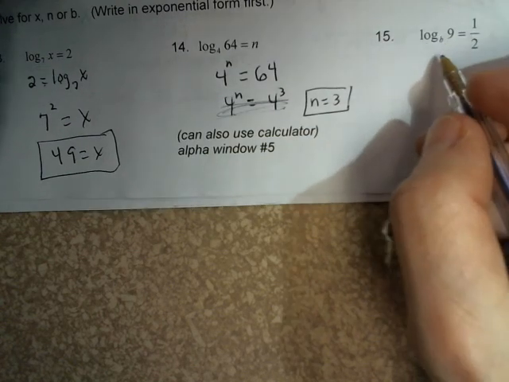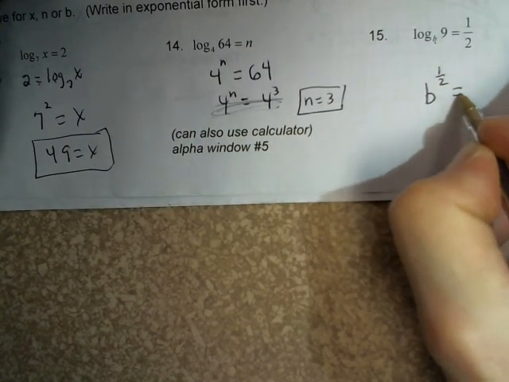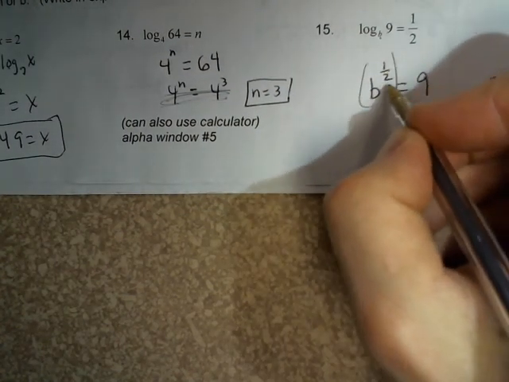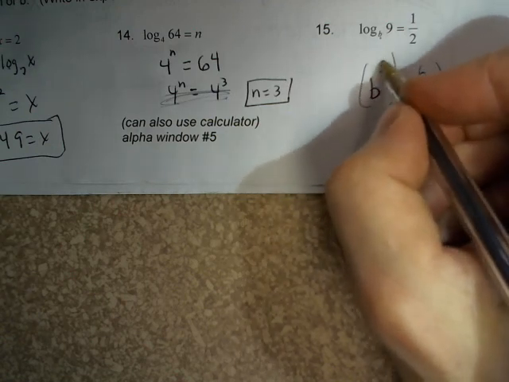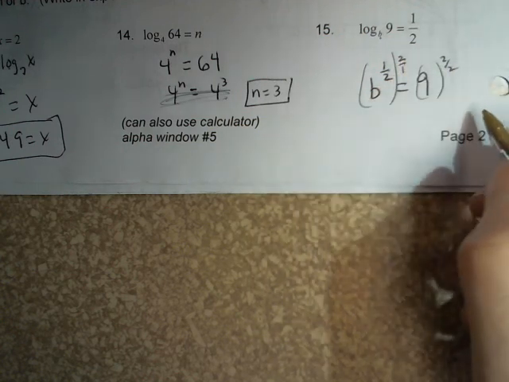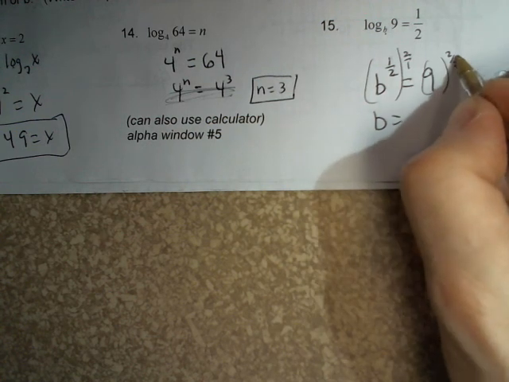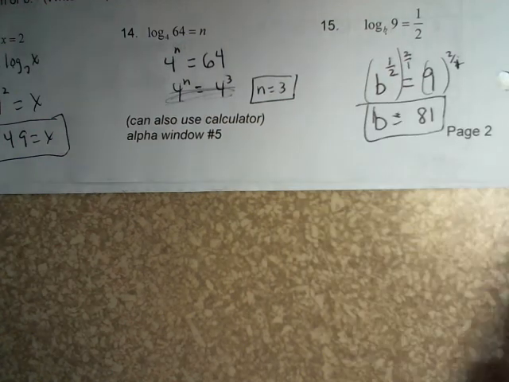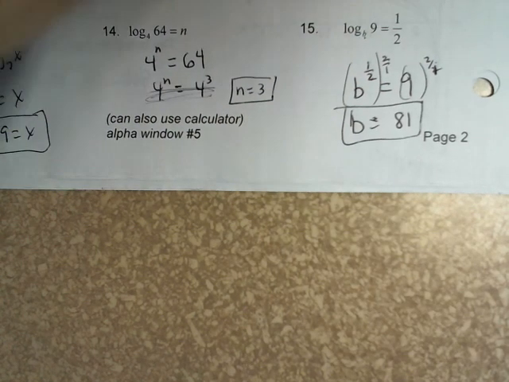And number 15 says the base is b, the exponent is a half, and it's equal to 9. So how do we get rid of an exponent that's a fraction? We raise both sides to the power of the reciprocal. The reciprocal of 1/2 is 2 over 1, which is just 2. So b is equal to 9 to the second power. 9 to the second power is 81. And that's it. And that's your introduction to Chapter 8, Logarithmic Functions.